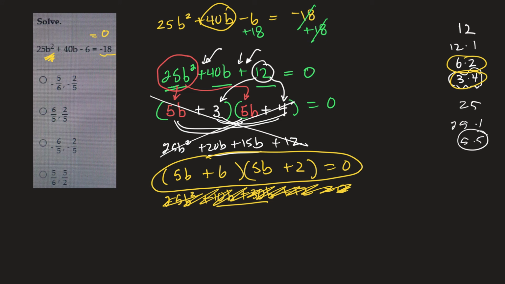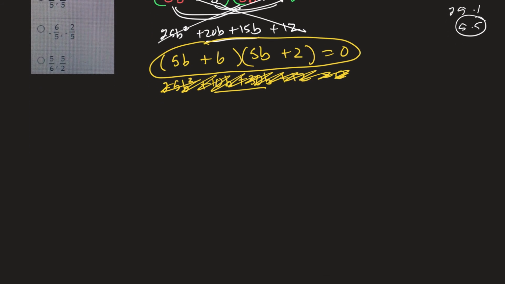So now I need to solve that equation. To solve the equation, I use the 0 property that says if you multiply two things and you get 0, either A is going to be 0 or B is going to be 0. So here I have 5b plus 6 times 5b plus 2. One of them's got to be 0. So either 5b plus 6 is 0 or 5b plus 2 is equal to 0. I really shouldn't say or, because both answers are going to be correct, because it's a quadratic.